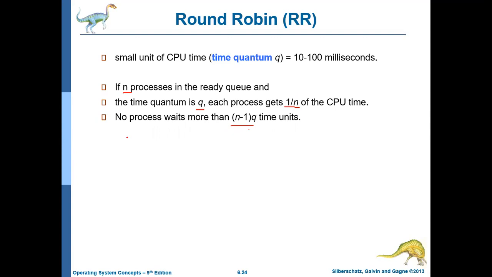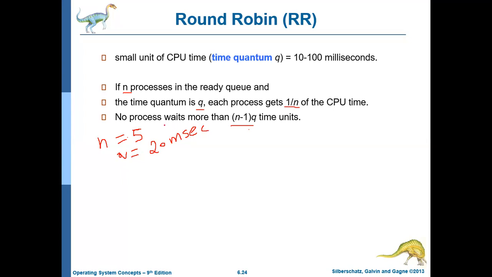Assume n is equal to 5. So it means there are 5 processes in the ready queue. Okay, let us assume q as 20 milliseconds. That is, each process is going to get 20 milliseconds of time quantum whenever they get the CPU. That is the time quantum. They will be executing for 20 milliseconds.